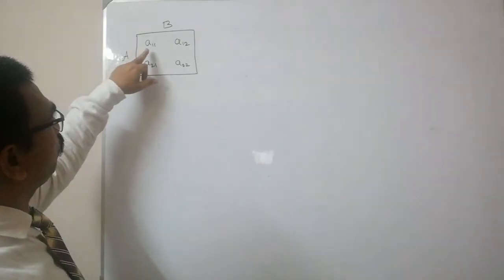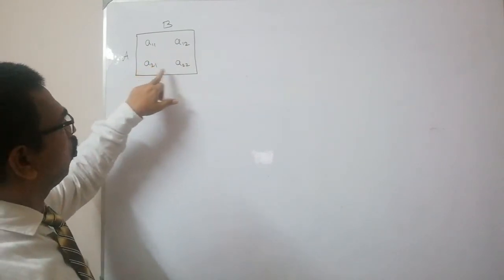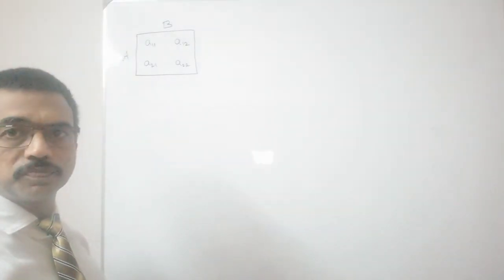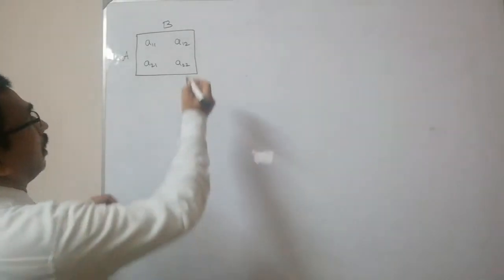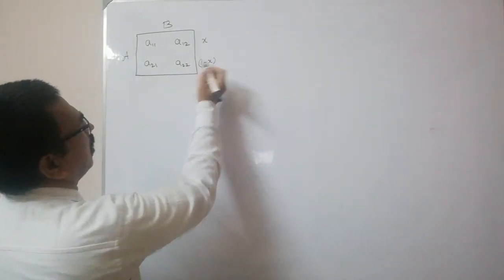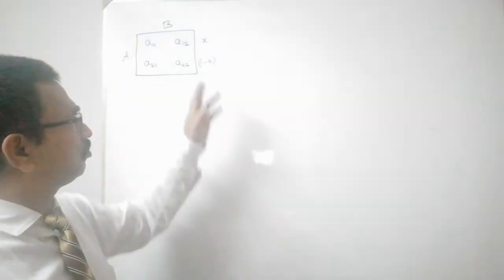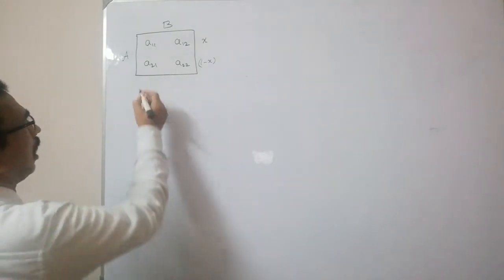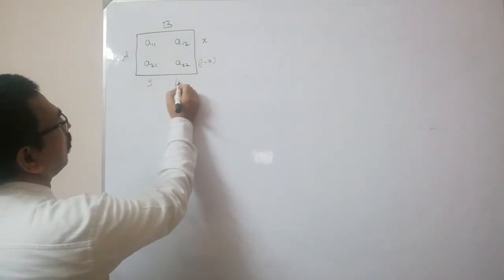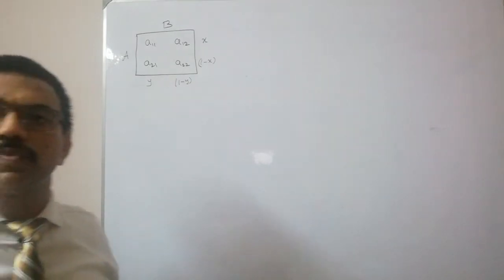Now we can denote the four elements like A11, A12 in first row, A21, A22 in second row. Now let x and 1 minus x be the probabilities, or you may call proportions, in which A mixes his two strategies. Similarly, B may use these two strategies in proportions y and 1 minus y.